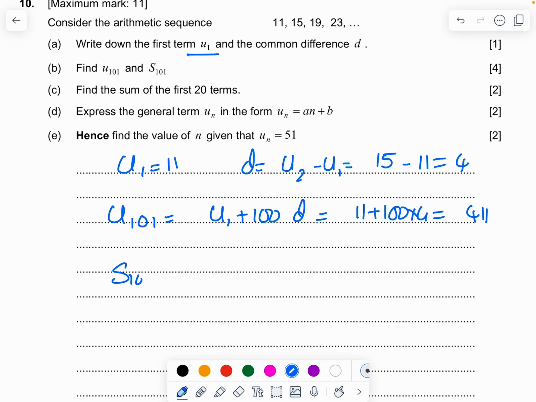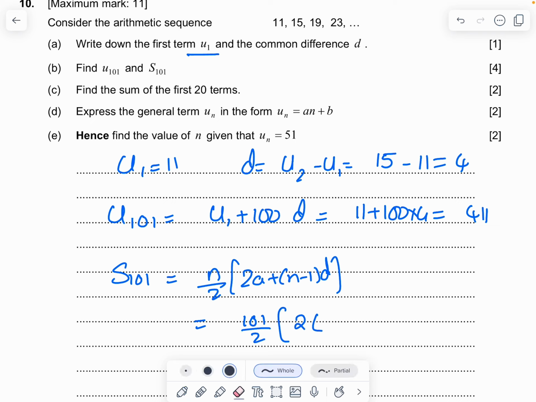Now S101. Formula is n upon 2 times 2a plus n minus 1 times d. So which is 101 upon 2 times 2a, and instead of a, it is u1. 2 times u1, 11, plus n minus 1, 101 minus 1 is 100, times d. What is the common difference? 4. Simplify that. I'll be directly writing the answer, 21,311.